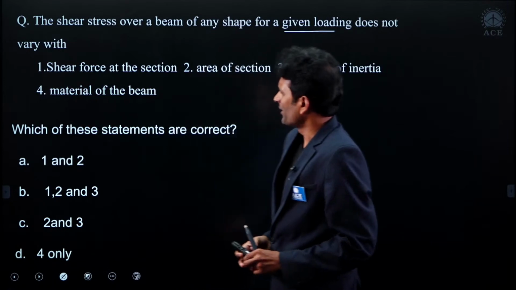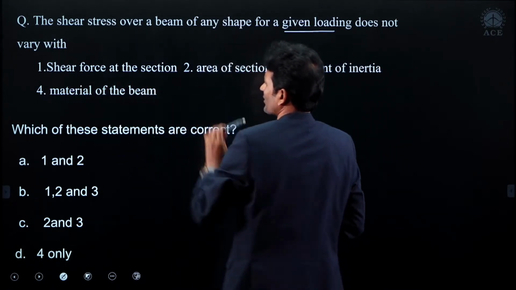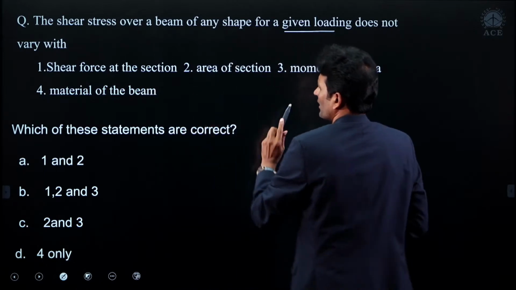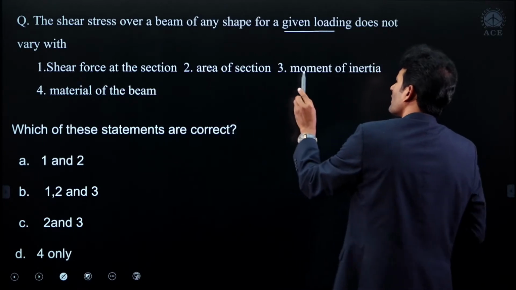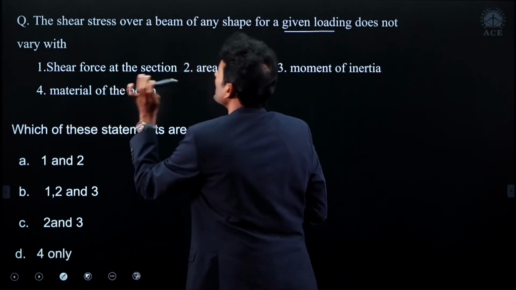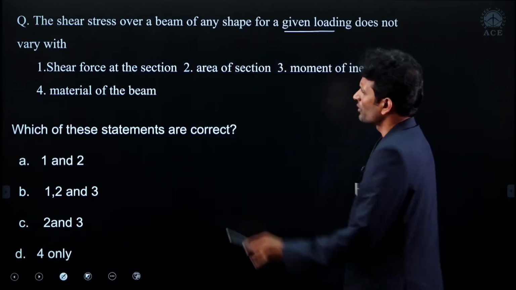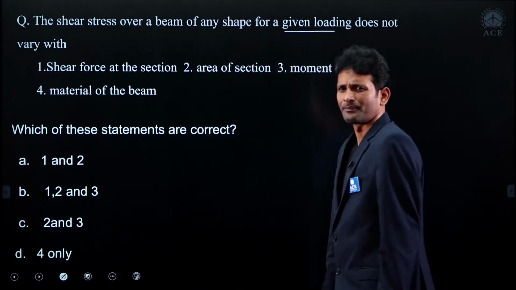4 conditions ఇచ్చారండి. It does not vary with respect to shear force acting at the section అన్నాడు. It does not vary with respect to area of the section అన్నాడు. It does not vary with respect to moment of inertia of the section అన్నాడు. It does not vary material of the beam అన్నాడు. Out of all these 4 statements, which statements are correct అన్నద్దాం.